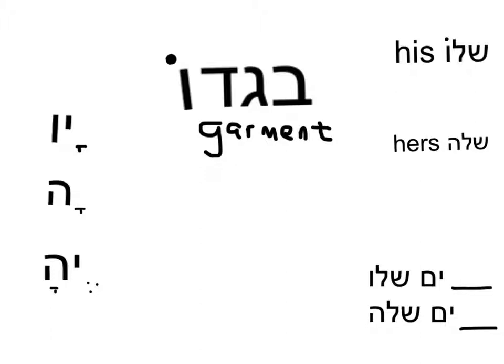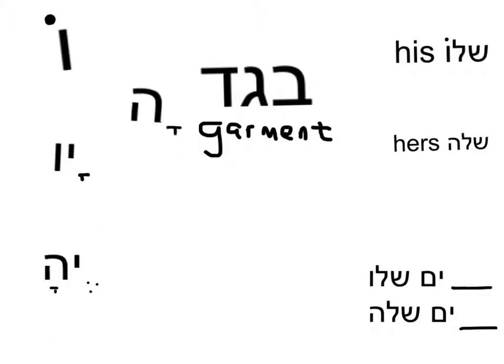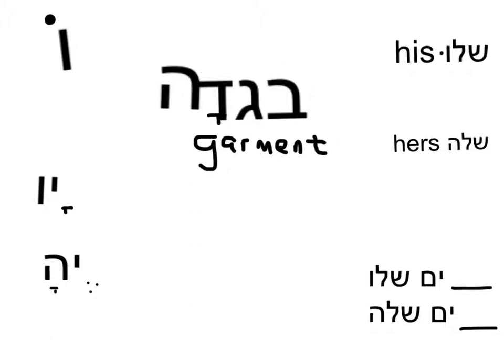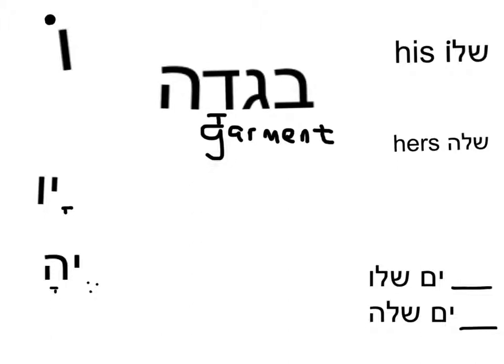Now what happens in another combination? What if I wanted to make it her garment? So I would just take the hey, and notice that the kamatz now goes under the dalid, so it's bigda. The hey doesn't have a vowel under it, so it's bigda, right? And that is really short for beged, garment, shala, hers, right? The garment is hers. Beged shala, her garment. So far, so good.